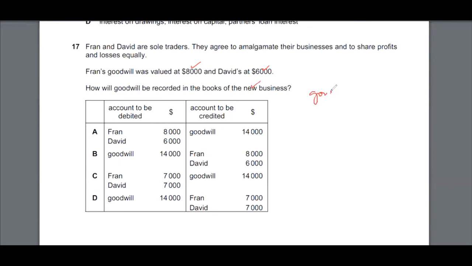Goodwill is an intangible asset, right? Goodwill is going to go up, so that means it's going to be a debit. So it's either going to be option B or option D. So it's not option A or option C. If you look at the balances, this is equal 7 and 7. This is incorrect. It should be 8 and 6, right? So the correct answer to multiple choice 17 is actually option B.